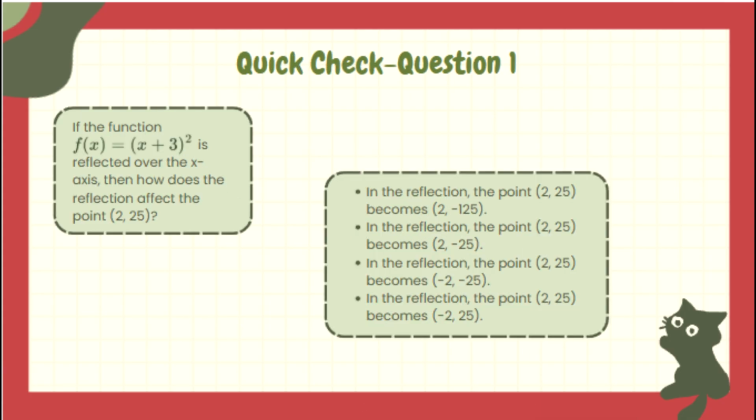This is quick check number 1. I won't give you the answer, but I'll tell you how to find the answer. If the function f of x equals (x plus 3) squared is reflected over the x-axis, then how does the reflection affect the point (2, 25)? This is literally what we just did. One number stays the same, one number has the sign flipped. Figure it out over here and write your answer down.